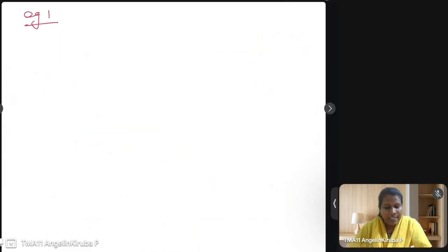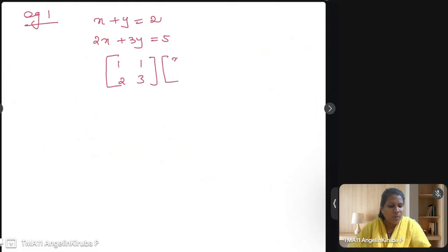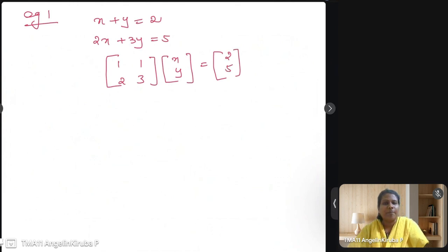Example 1. Let us consider an example. x plus y equals 2, 2x plus 3y equals 5. It is a linear equation with 2 unknowns. x and y are called the unknowns. First we have to write this equation in matrix form. This can be written as [1 1; 2 3] times [x; y], where this is the unknown and this is the RHS constant term.